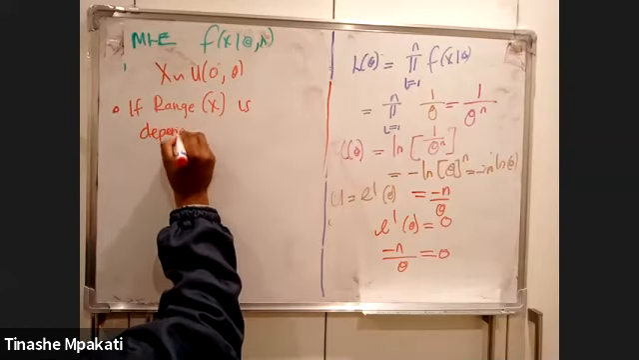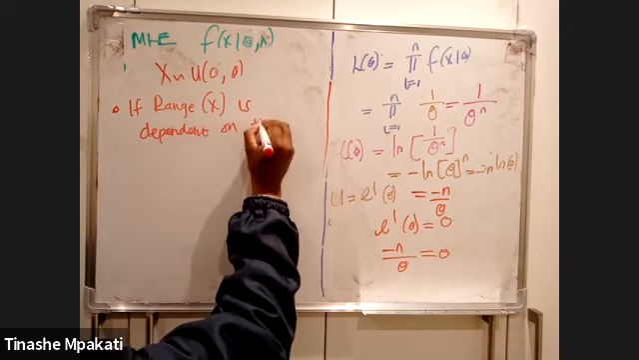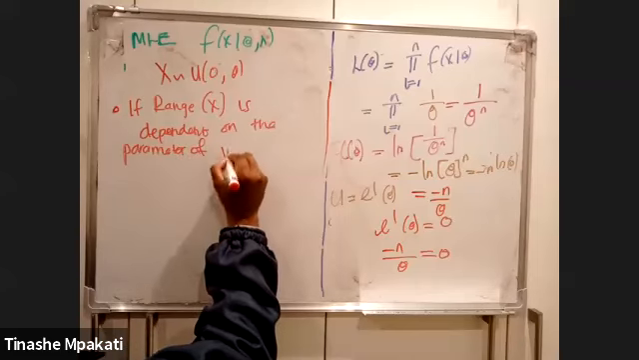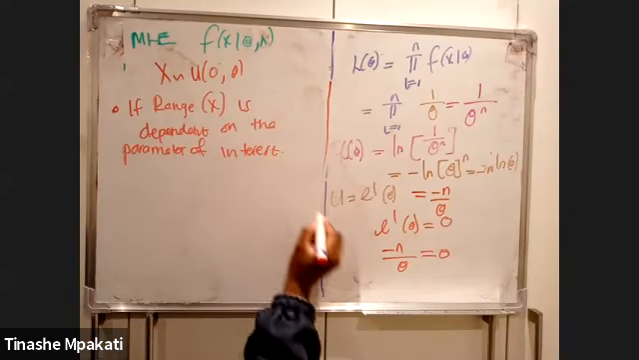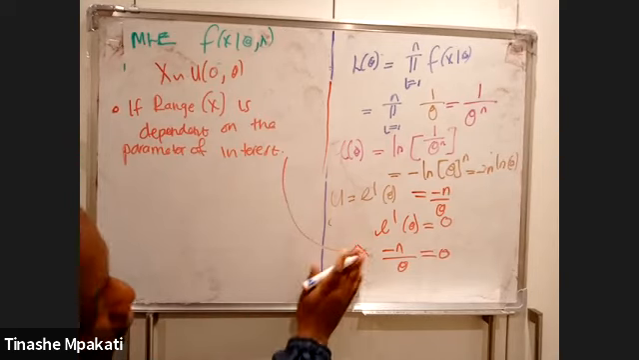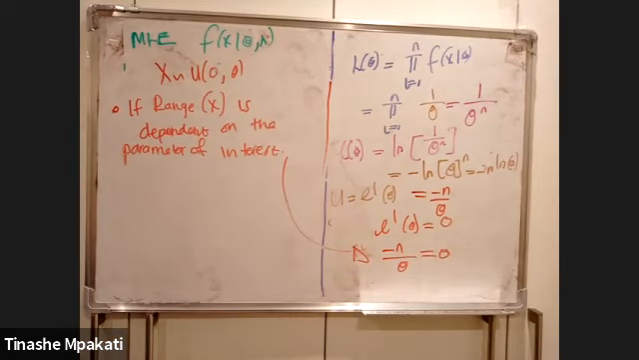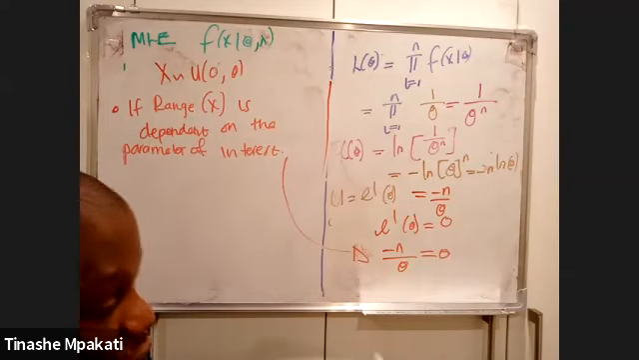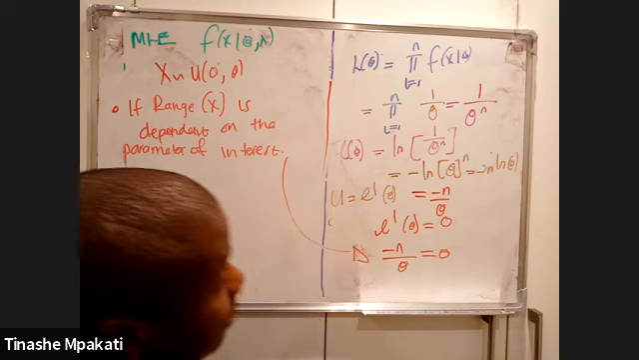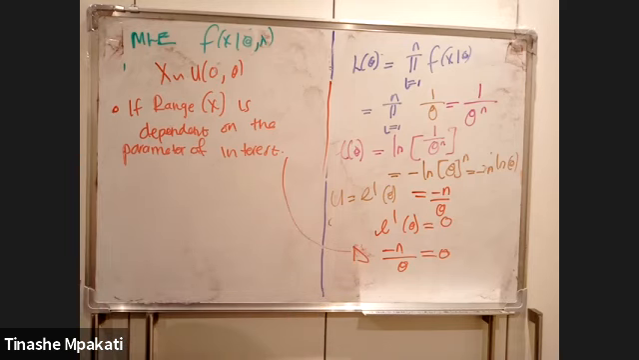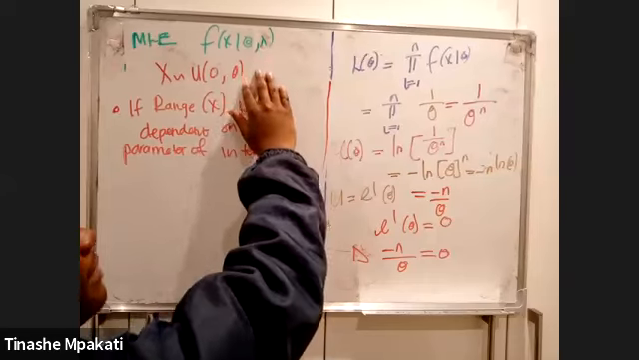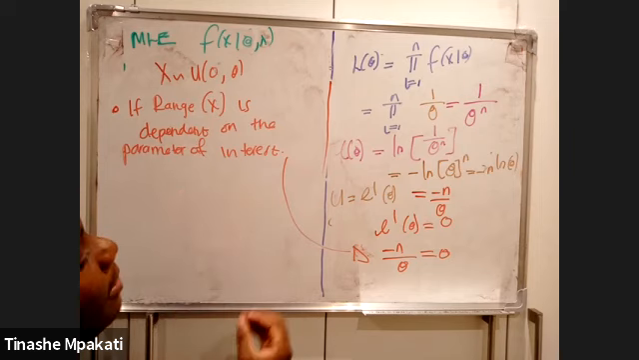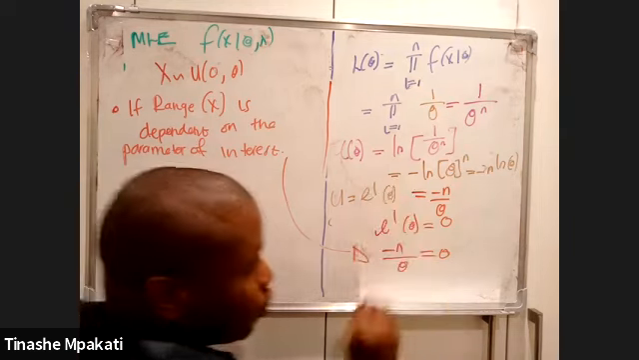is dependent on the parameter of interest, then this happens, where you get to a point where you cannot solve for your theta. So when you're doing a question, it's important that you go through the process to see that you cannot solve for it. But the moment you look at your PDF and see that the range of your random variable is dependent on the parameter of interest, it means you are definitely going to get to this point.